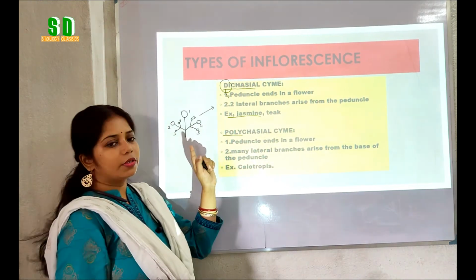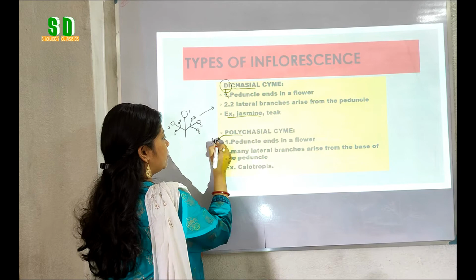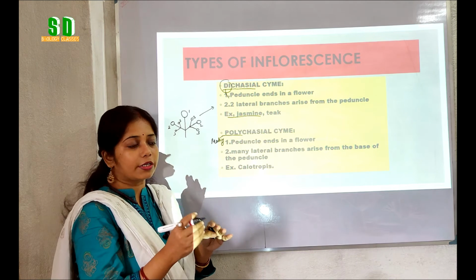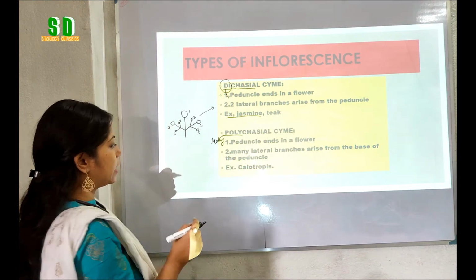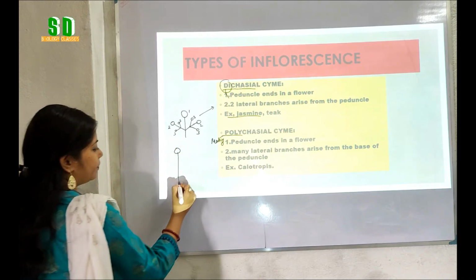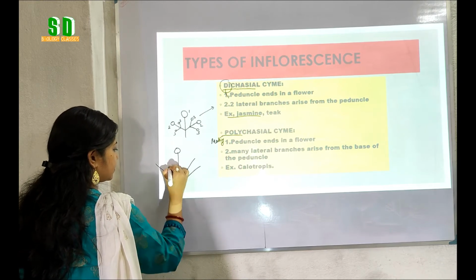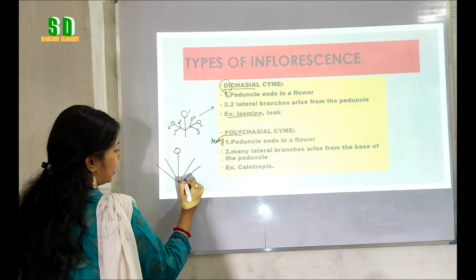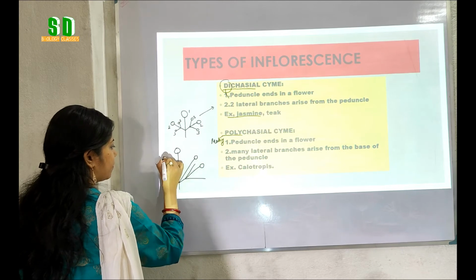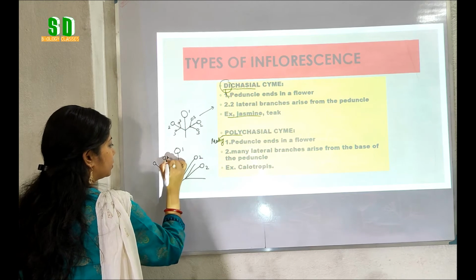Now another type of Cymose inflorescence is polychasial cyme. Poly means many. So when many branches arise from the main peduncle at the same point, then it is called the polychasial cyme. How? This is the main peduncle that terminates in a flower. Now from the same point more than two branches arise, and again these branches terminate in flowers. So this is flower number 1 and all these are flower number 2.